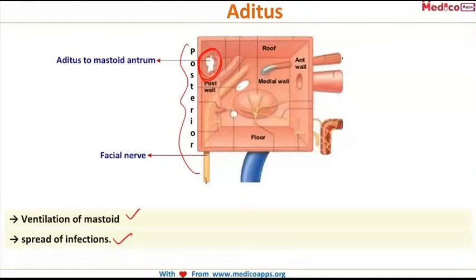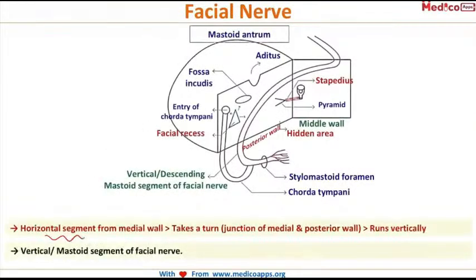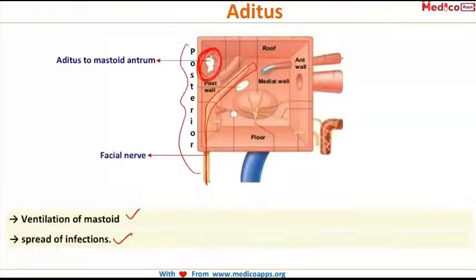So here is how the facial nerve is passing. We have previously seen. Here is the aditus. That's nothing but a ventilation of mastoid. The next structure is the facial nerve. So the facial nerve, the horizontal segment passes from the medial wall, takes a turn at the junction of the medial and posterior wall, and then runs vertically. This segment is known as the vertical or the mastoid segment of the facial nerve. So in this image, you can see the facial nerve is running vertically over here after passing through the junction between the medial and the posterior wall.